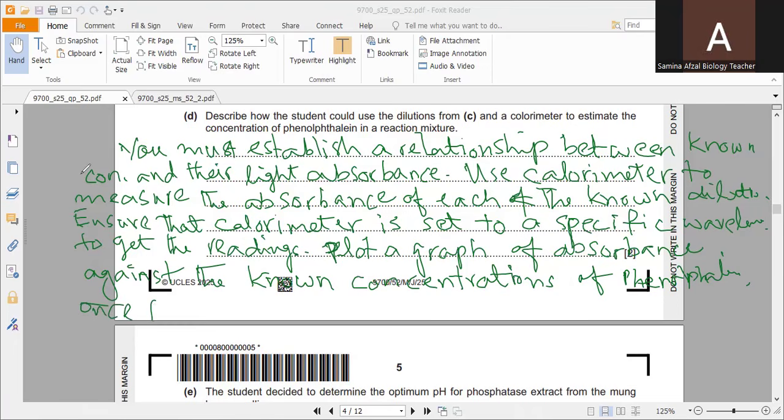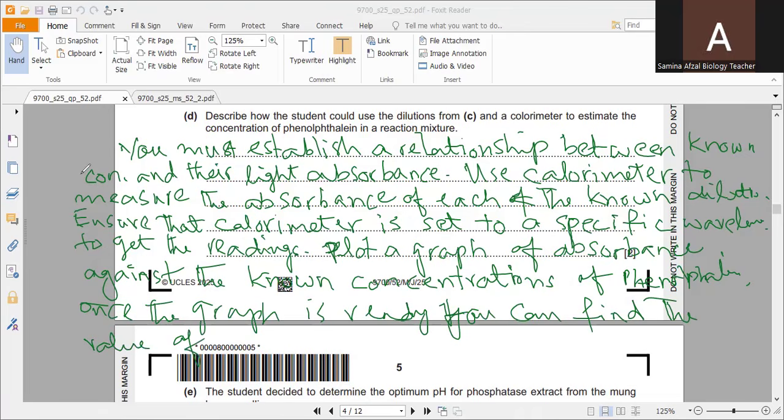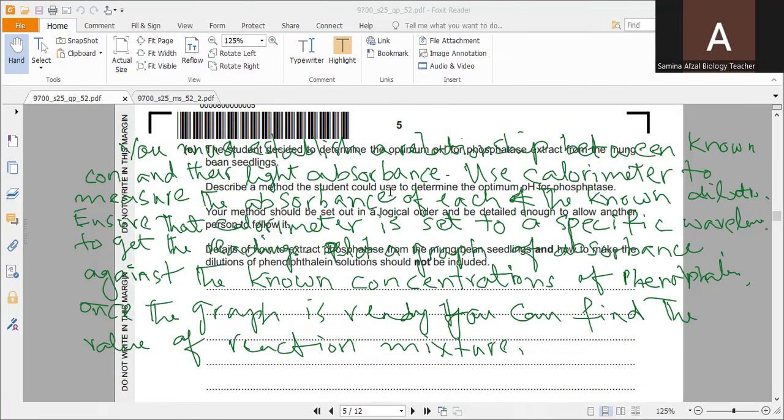Once the graph is ready, you can estimate, you can find or estimate the value of the reaction mixture. Now, moving towards the next question.